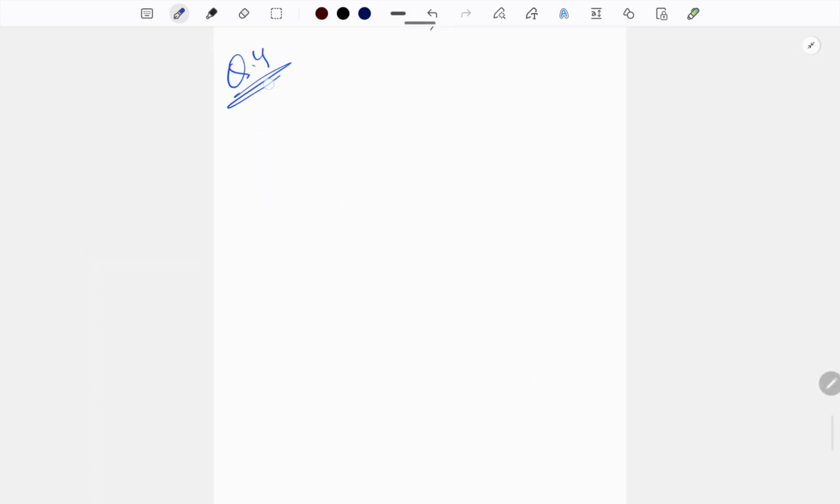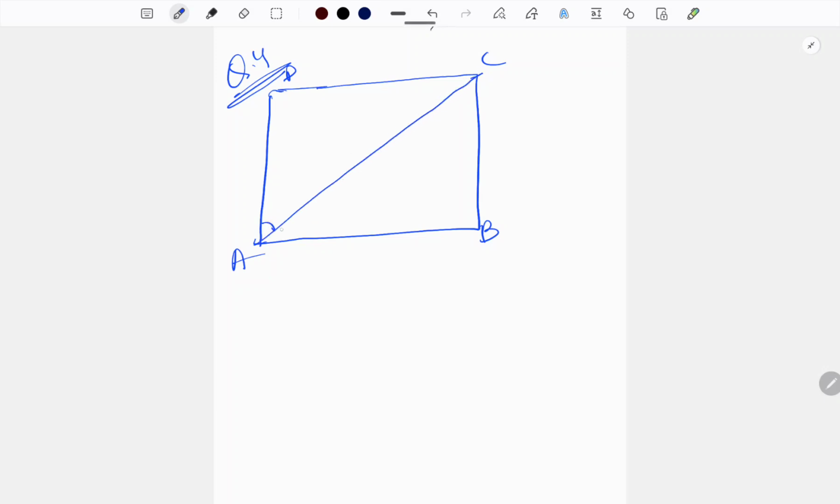Question 4 says, ABCD is a rectangle in which AC bisects angle A as well as angle C. So AC bisects angle A and angle C. So this equal to this and this equal to this. Opposite angles are equal, so even these all 4 will be equal. Now show that ABCD is a square.